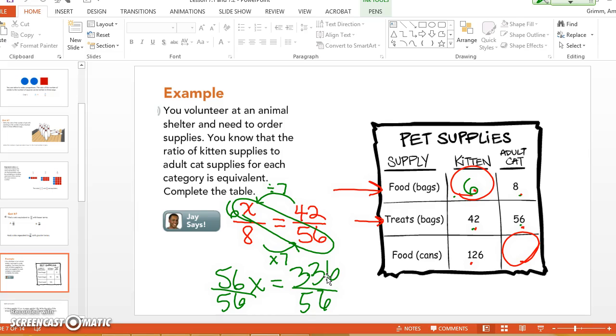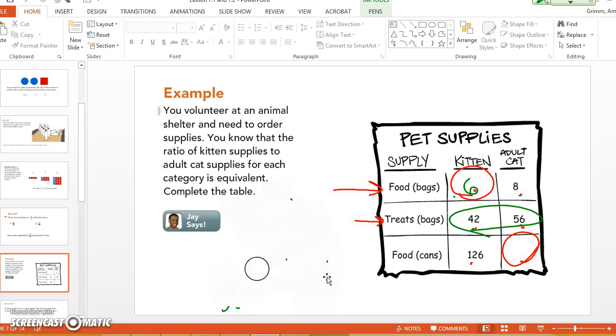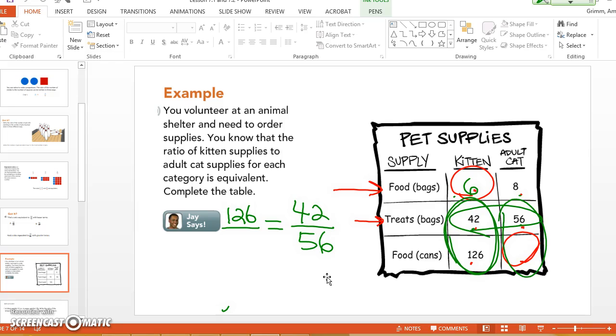Food cans. So I'm still going to start with the treats because I know this one. All right. So my treats here are 42/56. Where does the 126 go? Numerator or denominator? 42 is going to match with kittens, right? These are kittens, so we want it in the numerator. And then this matches the big cats. So that's going to be my x. Which way do you want to do it this time?